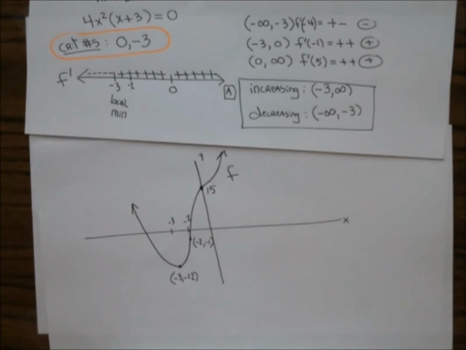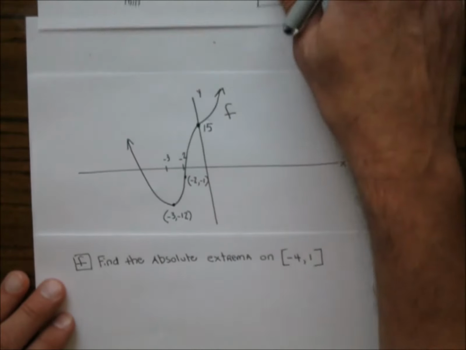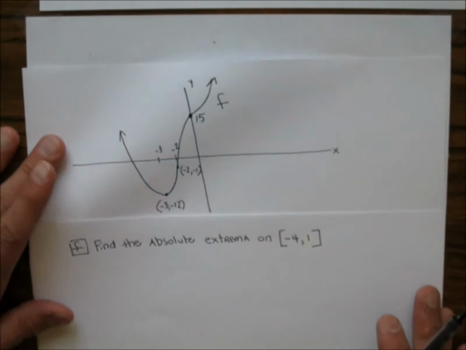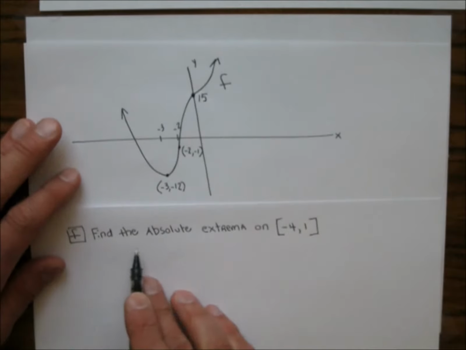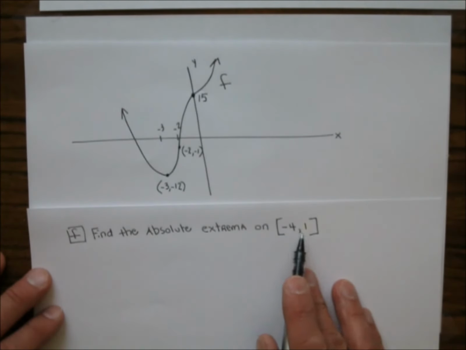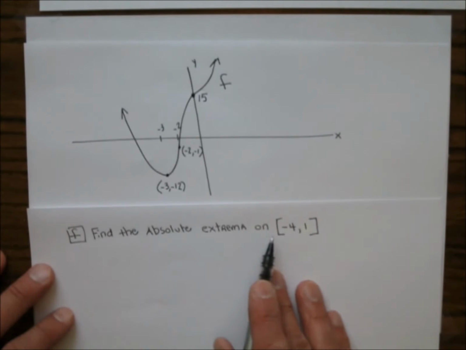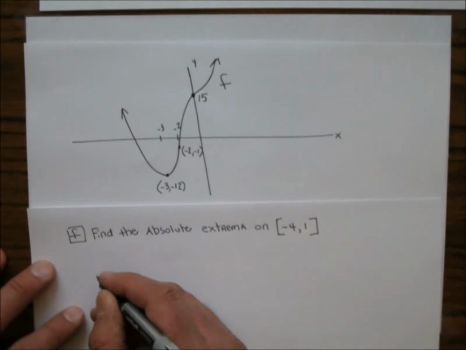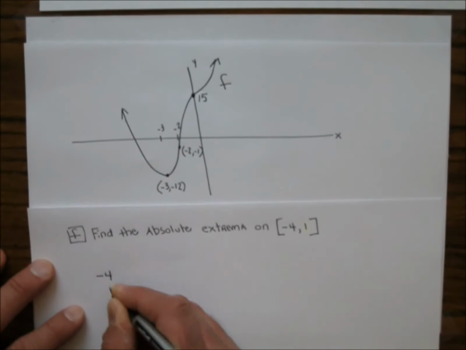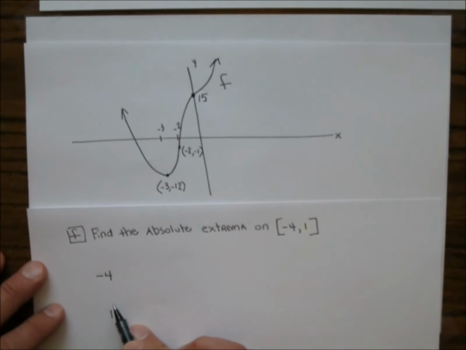But there's one more thing that I'm going to ask us to do, and because they ask you to do this in your homework. This is sort of a review from an earlier section. I think it was 4.1. Find the absolute extrema on the closed interval -4 to 1. So to find the absolute extrema, remember what you do. You put -4 and 1 on the list, and then you put any critical numbers that fall in between there.